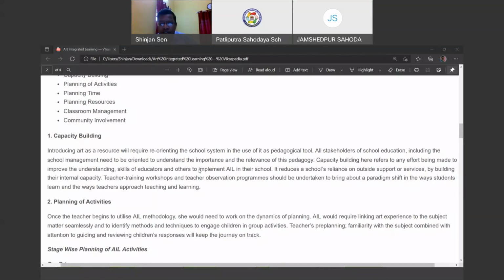It reduces the school's reliance on outside support or services by building their internal capacity also. Sometimes we have to go outside, sometimes we can do it by ourselves also. Teacher training workshops and teacher observation programs should be undertaken to bring about a paradigm shift in the ways students learn and the ways teachers approach teaching and learning. So capacity building program is something that needs to be done in the schools.